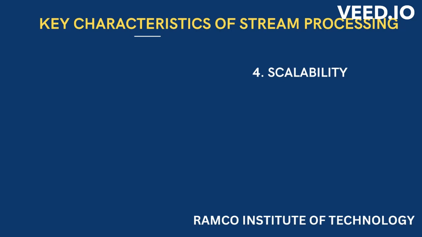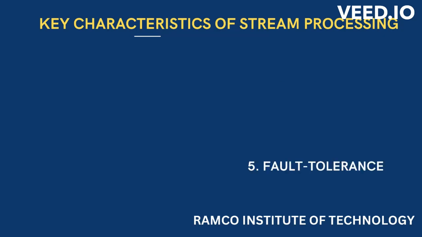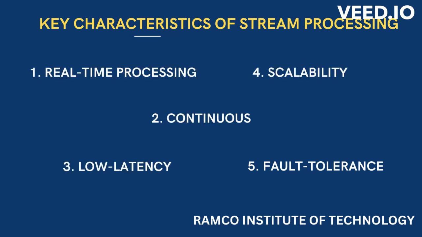Next is scalability. Stream processing systems are designed to handle large volumes of data efficiently by scaling up and scaling down whenever needed. And the last characteristic is fault tolerance. Stream processing systems can recover from hardware or software failure without losing significant data. So these are the five characteristics of stream processing.